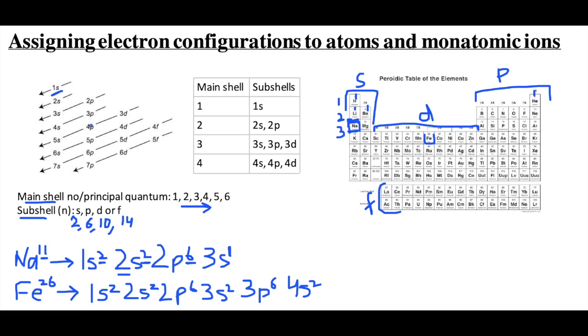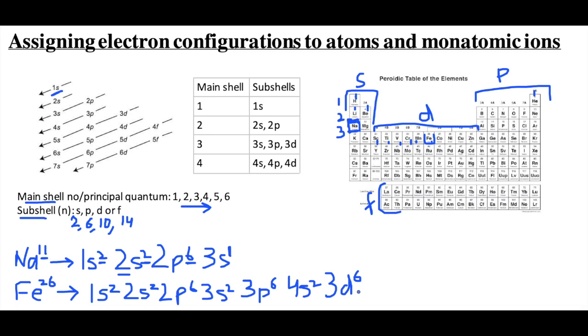So after 4s, we have 3d. The d subshell can hold in total 10 electrons, but we only need 6 for iron. So we will do 6. You could have also done it through this method. So 1, 2, 3, 4, 5, 6. So this is the electronic configuration of iron.